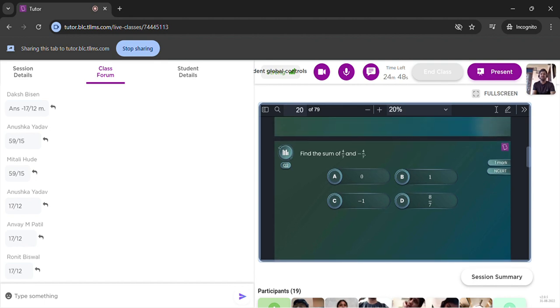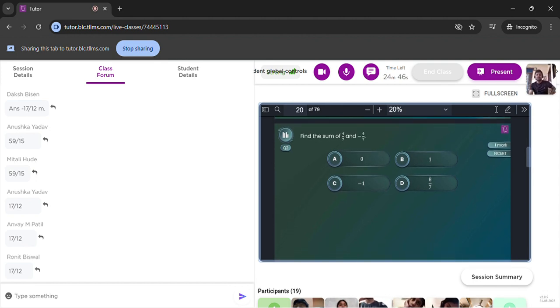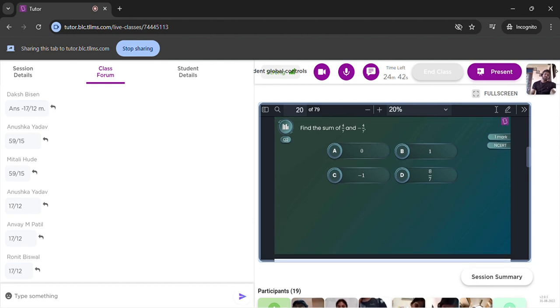Okay, good. Now you have one poll question. Try to do this. Find the sum. This is a very easy question. You all have to give its answer only in the class forum.